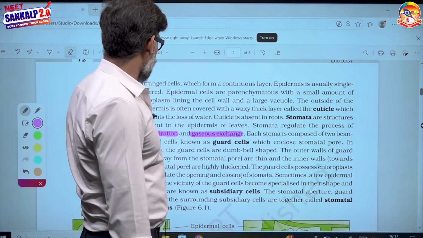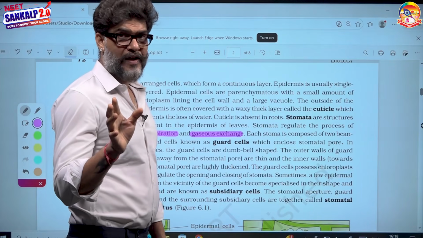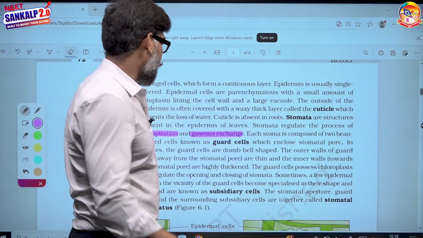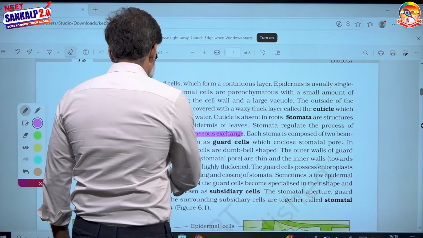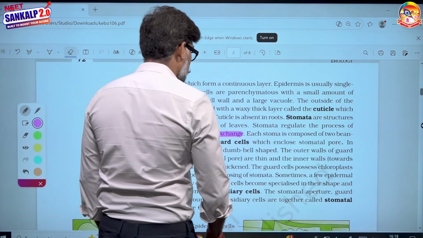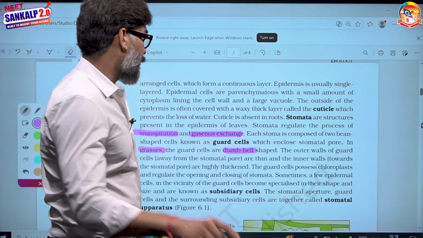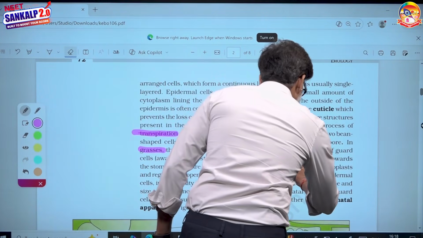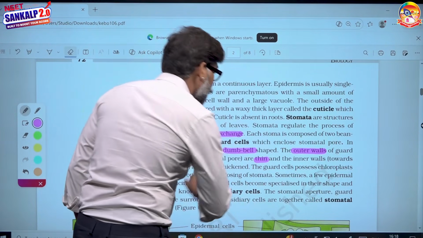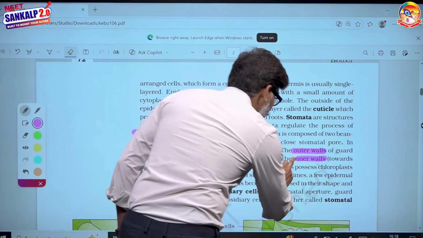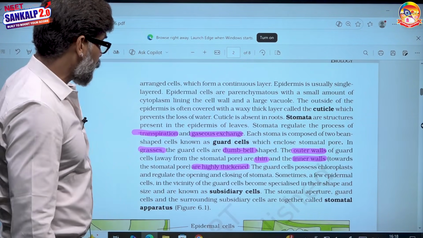Each stomata is composed of two bean-shaped guard cells if it is a dicot, and if monocot then dumbbell-shaped. These are known as the guard cells, which enclose the stomatal pore. In grasses, meaning monocots, the guard cells are dumbbell-shaped structures. This is a very important fact: the outer wall of the guard cells is thin and the inner wall of the guard cells is highly thickened. So you should keep it also in memory.